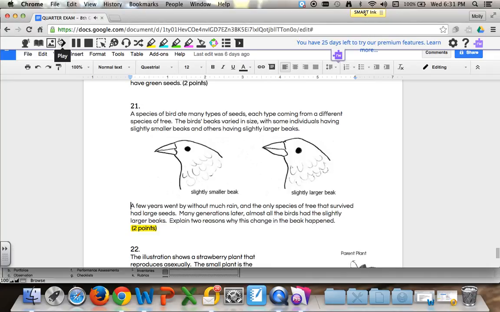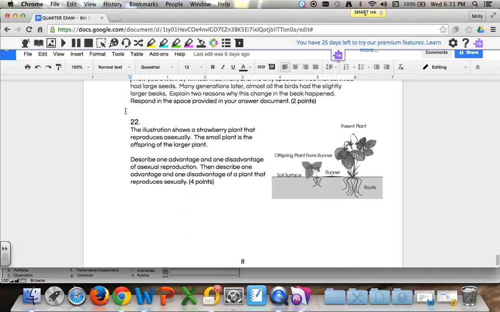2 points. 22. The illustration shows a strawberry plant that reproduces asexually. The small plant is the offspring of the larger plant. Describe one advantage and one disadvantage of asexual reproduction. Then describe one advantage and one disadvantage of a plant that reproduces sexually. 4 points.